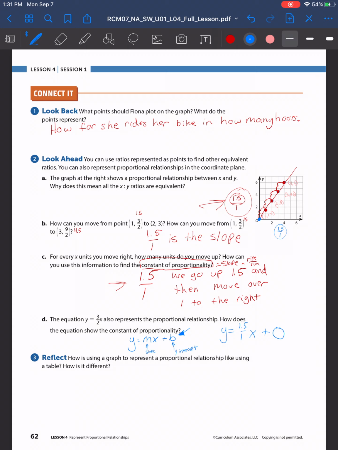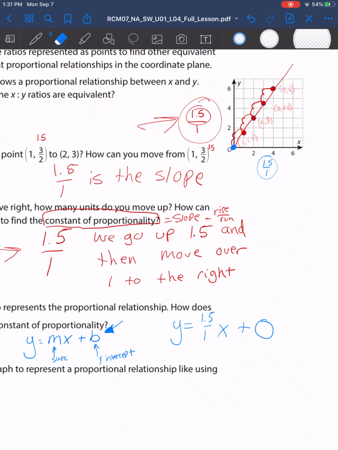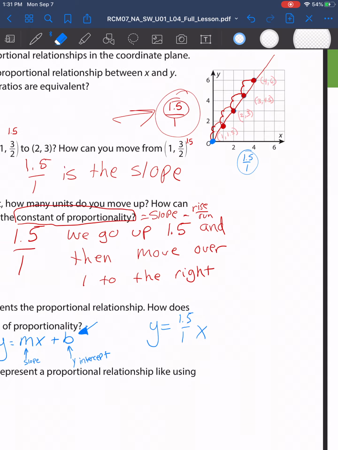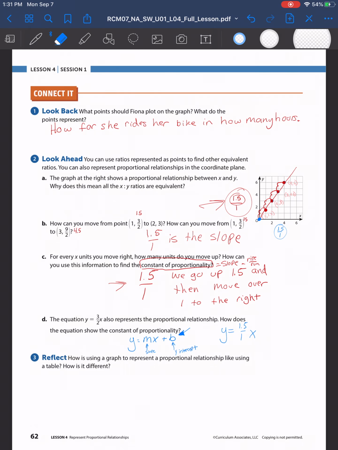Now, if the y-intercept is 0, you don't need to put plus 0. It's unnecessary because it's kind of silly. Anything plus 0 is just the other number, right? So we're just going to get rid of it. We don't need the plus b. Okay? How does this equation show the constant of proportionality?